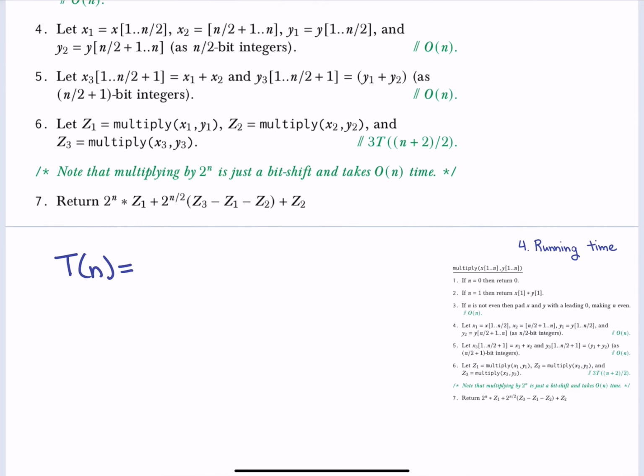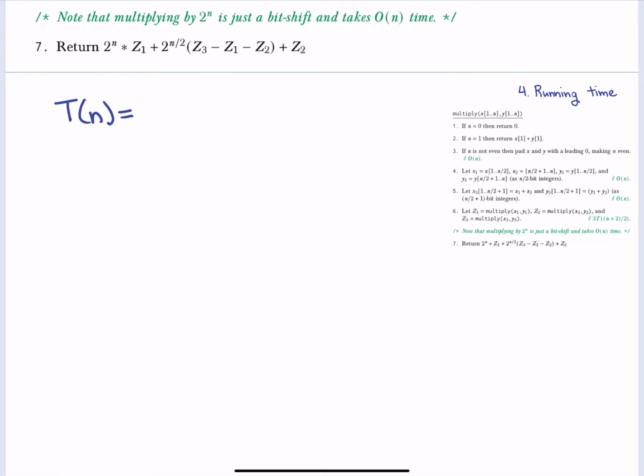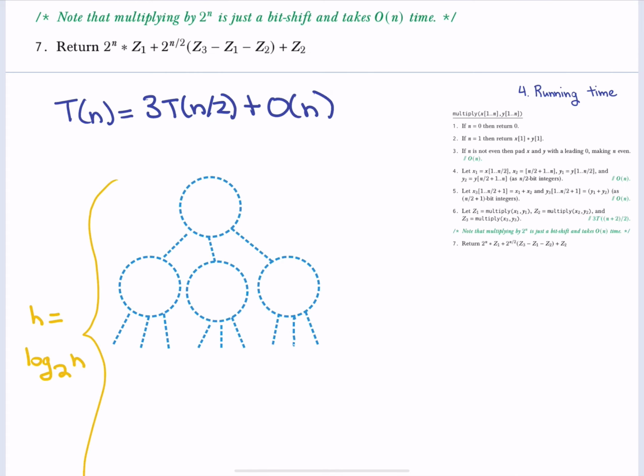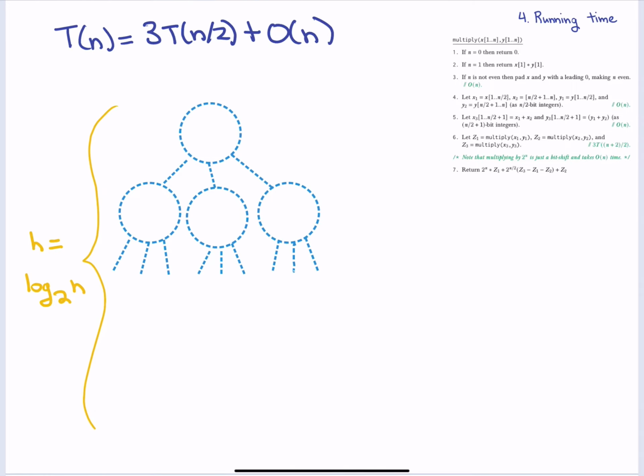Okay, all right, let's work through the running time. If I wanted to model this recursively, T(n) is equal to what? 3T(n/2) plus big O of n. We write the recursion tree, something like this, right? So we have one problem of size n at the top, 3 problems of size n/2. Next level, you're going to have 9 total problems of size n/4.